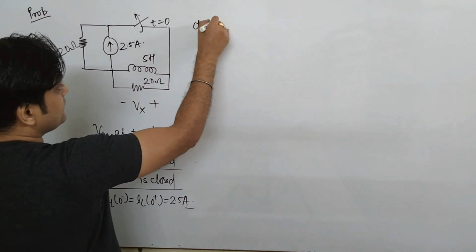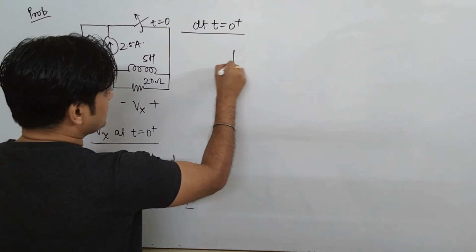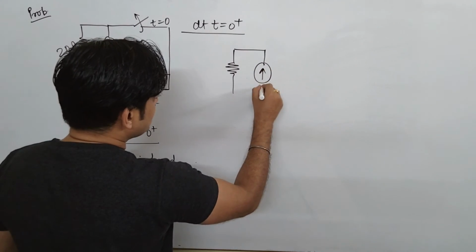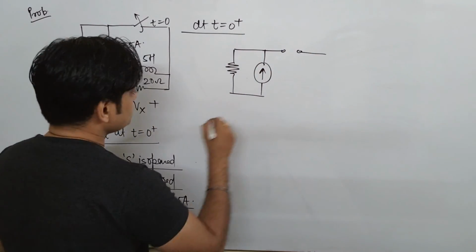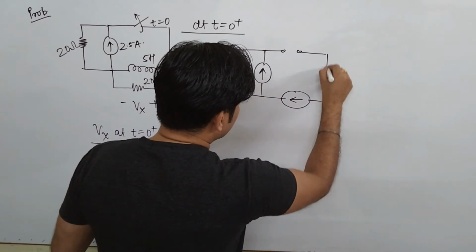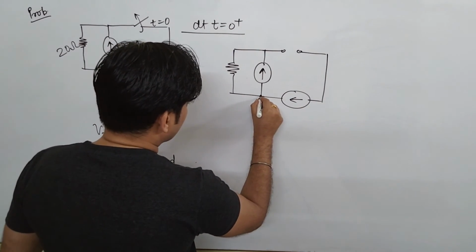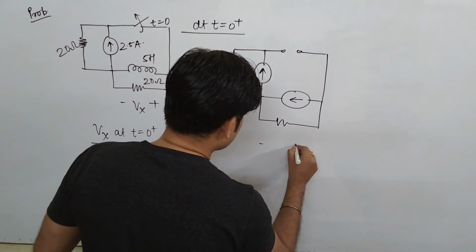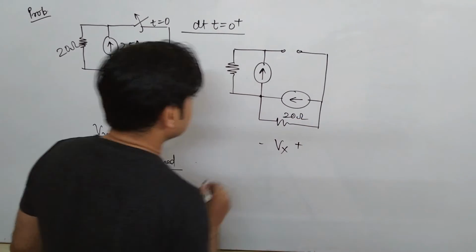Now at t equal to 0 positive, since we have to find the value, if I draw this circuit, please see, this switch will remain open. This inductor will behave like a current source, and this is your resistance, and here is the voltage Vx with resistance value 20 ohm.